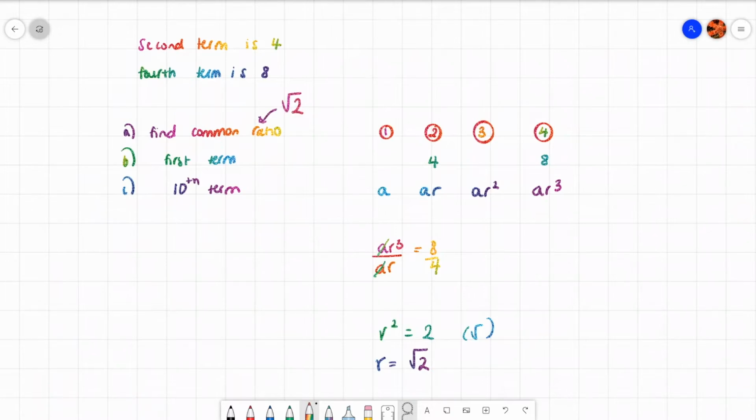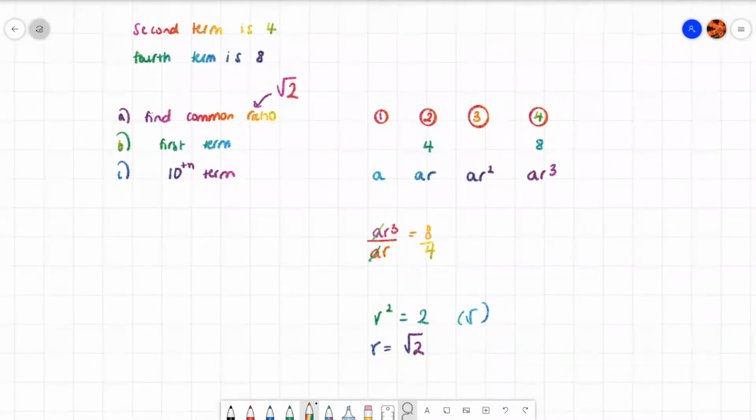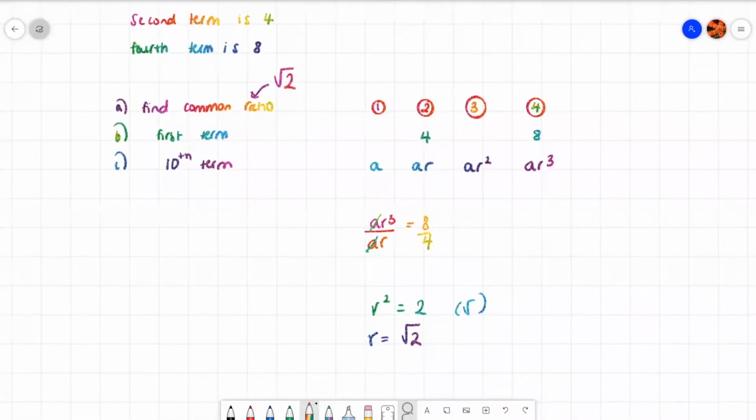If I do square root 2 on my calculator, I end up with a really long decimal, which is 1.414213562. And we don't want to be writing all those decimal places out, so we're going to leave it in surd form. Okay, so we need to work out some other things, don't we? Now, I need to work out what the first term is.